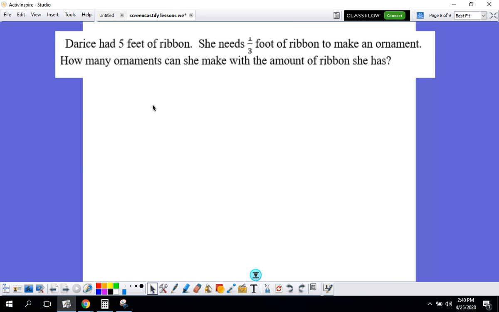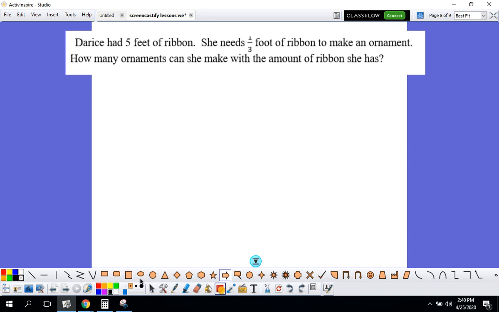So the first one is Doris had 5 feet of ribbon. She needs a 1/3 foot of ribbon to make an ornament. How many ornaments can she make with the amount of ribbon she has? So again, I need to think of what I know about Doris. I know that she has 5 feet of ribbon, and it says she needs a 1/3 of the foot to make an ornament. So this makes me think I'm starting with my ribbon. So that must be my dividend. So I'm going to go ahead and draw a picture, start my model of what that ribbon could look like.